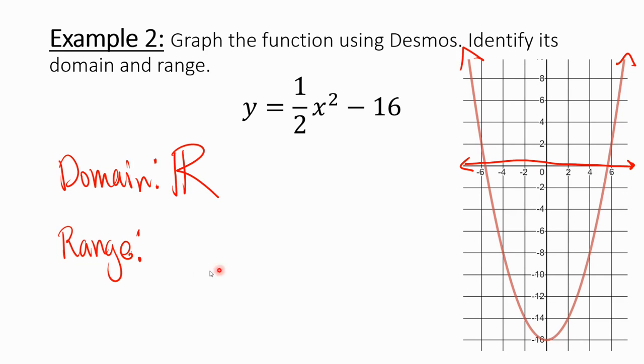For our range, there is definitely a limit here. So yeah, I see stuff going on up here and then infinitely in the upward direction. But if we go down, there's stuff going on all the way down to -16, but nothing underneath it. So for this one, we need to stay above -16. So for this one, y is greater than or equal to -16.